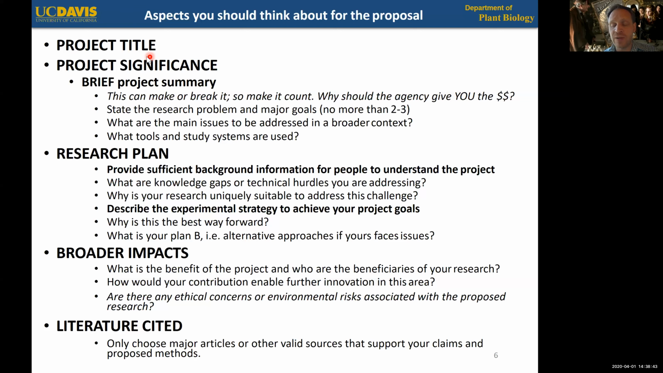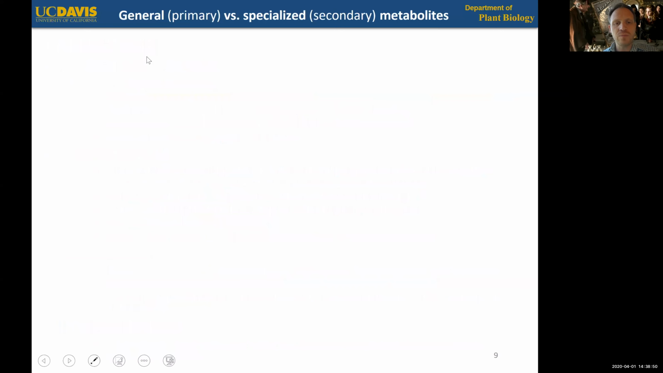Again, look up the example I have on Canvas and the additional guidelines. And obviously, we can talk more about this throughout the quarter. All right, so that's what I have for course logistics.